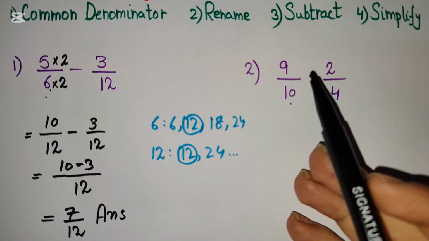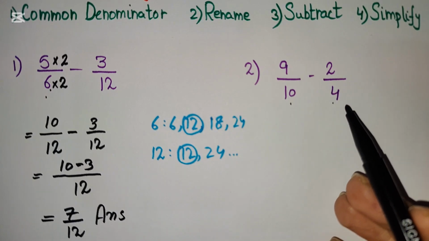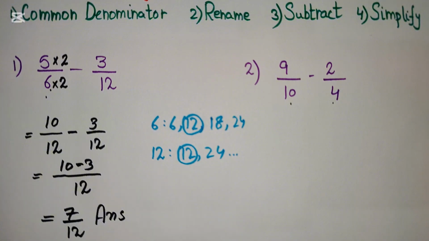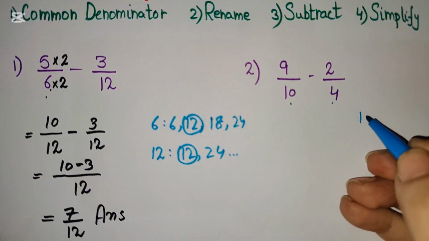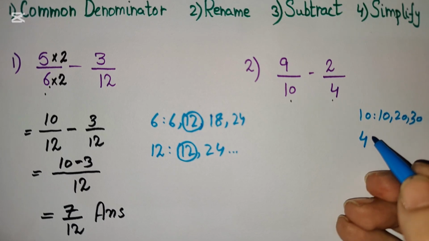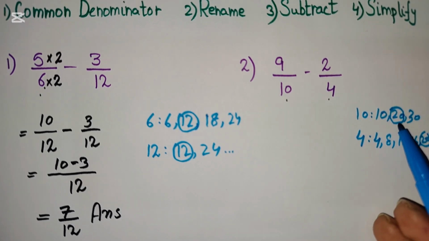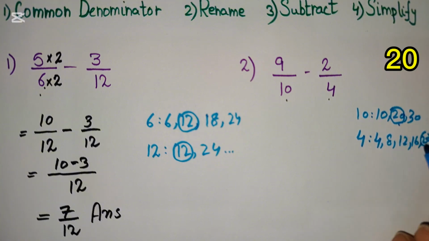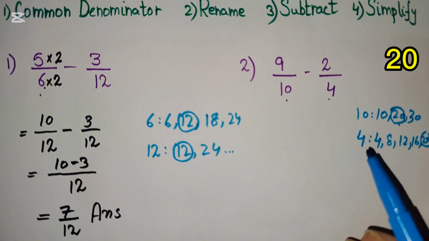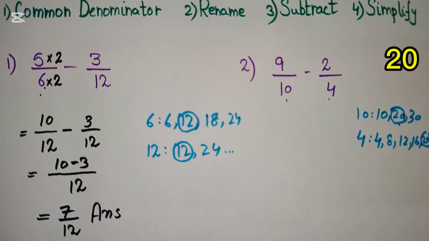Similarly, the next example is 9 over 10 minus 2 over 4. We need a common denominator. For this we will write the first 4 or 5 multiples of 10 and the first 4 or 5 multiples of 4. If we observe these multiples, we notice 20 is a common multiple of both numbers, so we need to make 20.